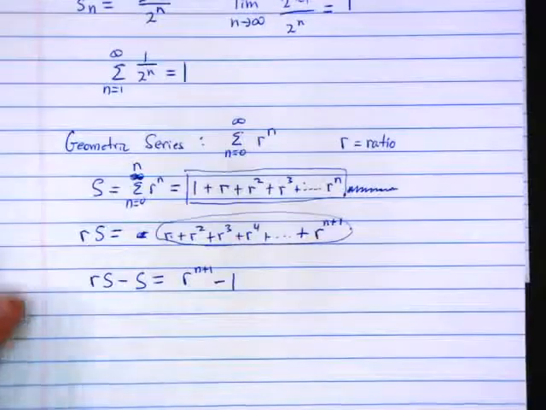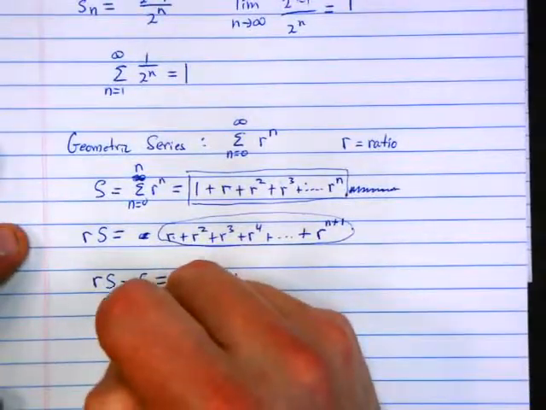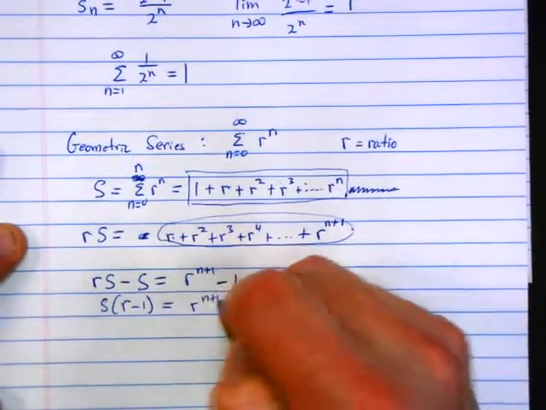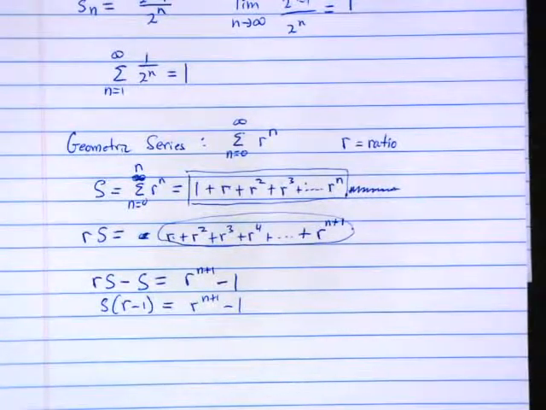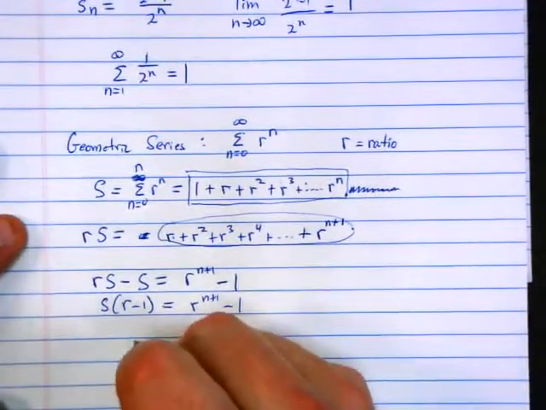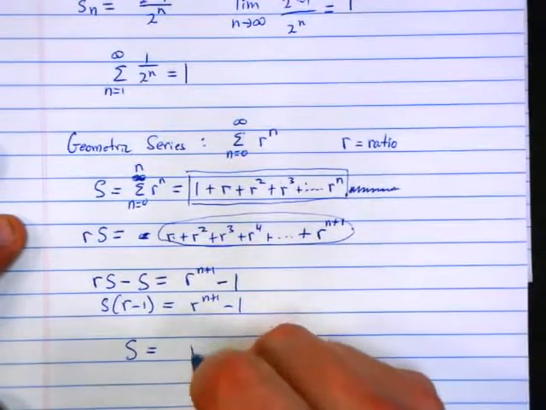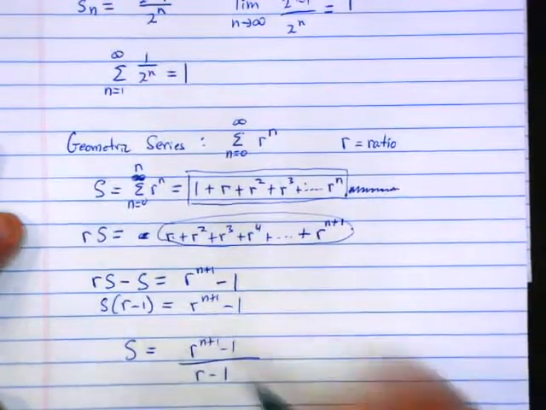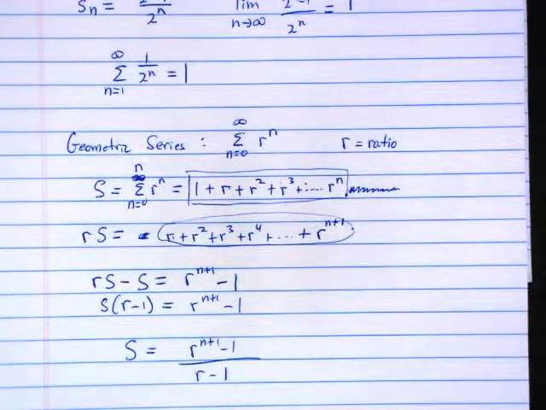Okay, on the left-hand side now, I'm going to factor out the S. That's S times r minus 1 equals r to the n plus 1 minus 1. So S, my partial sum, is r to the n plus 1 minus 1 over r minus 1. You always will take those steps.